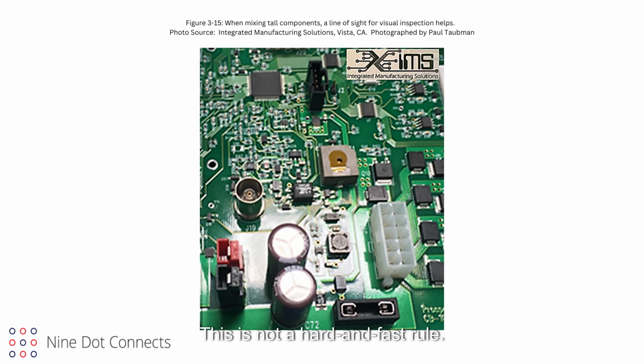This is not a hard and fast rule. For example, if a large radial capacitor is mounted in line of sight, it would require an area approximately 2 square inches of clearance to get a 45-degree visual path. Obviously, that is not realistic. In this case, the technician must rotate the board to look around the capacitor.